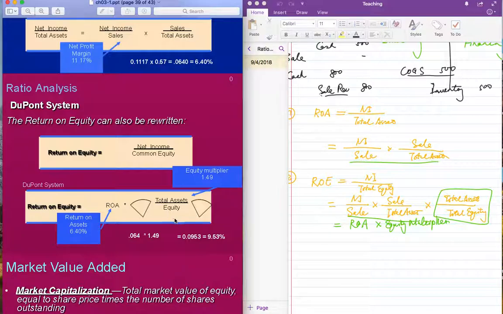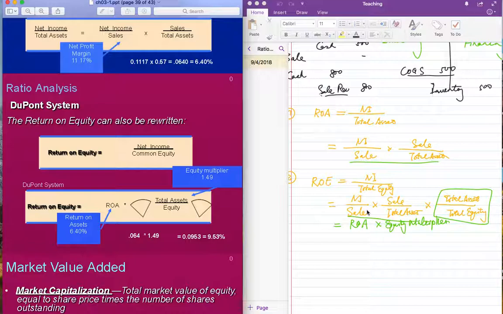That is a leverage ratio, which is called the equity multiplier. As I mentioned before, since the equity multiplier has assets in the numerator and equity in the denominator, it has to be a number greater than or equal to one. Okay, so that is a leverage ratio, multiplied by return on assets. Now, return on assets, look at the notes.